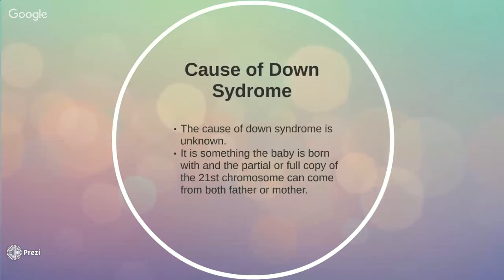Cause of Down syndrome. There is no known cause. It is just a genetic disorder that the baby is born with, and it's a partial or full copy of the 21st chromosome that can come from either the father or mother.